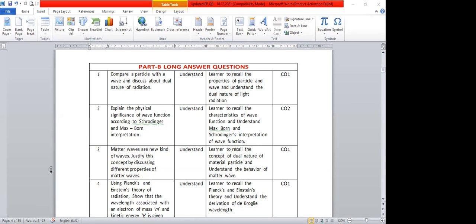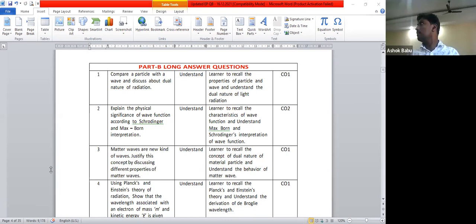Yes, sir. At the same time, to find out the particle if it is present, we are using the normalization condition, right? Only 1 or 2 points are enough to explain the physical significance of wave function. That is actually a short answer question. We have given it in the long answer. So don't expect these types of questions in the final examinations, except the mid examinations.